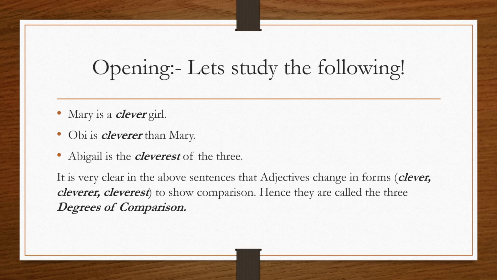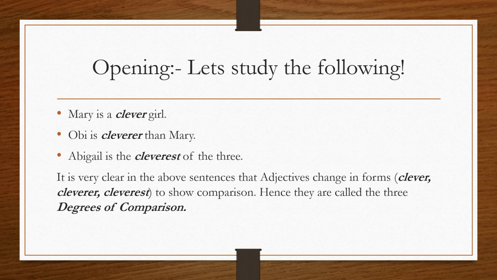First of all, let's analyze the sentences that we have here. We have three main statements. Mary is a clever girl. Obi is cleverer than Mary. Abigail is the cleverest of the three. It is very clear in the above sentences that adjectives change in forms. We have clever, cleverer, and then cleverest to show comparison. So hence they are called the 3 degrees of comparison.